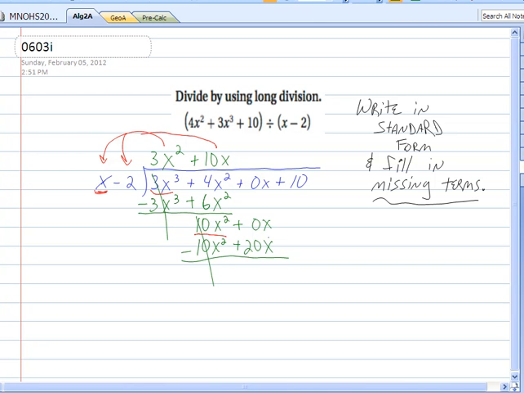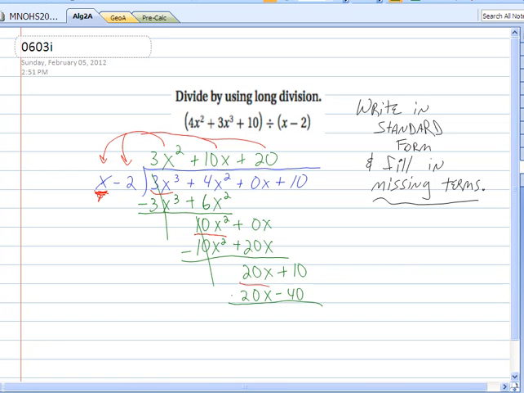Again, that first term cancels out, and then I'm going to add these. So 20 plus 0 is 20x. Bring down the plus 10. And one more time, look at the first term. What can I multiply to this x to get 20x? Well, I would have to multiply it by 20. And then once again, I need to distribute here. 20 times x will give me 20x. 20 times negative 2 will give me negative 40.